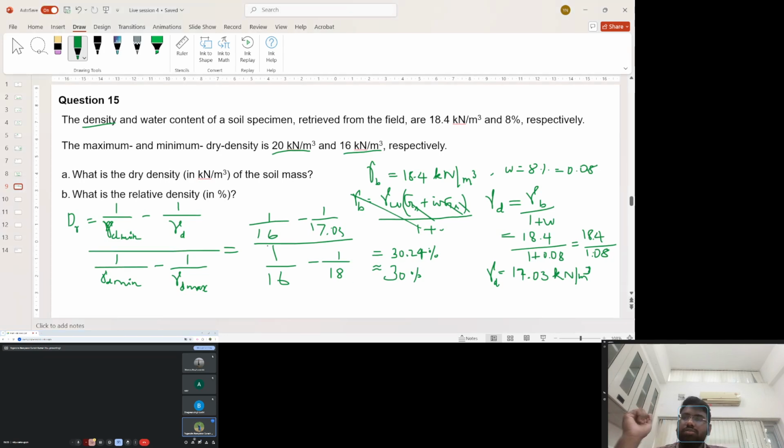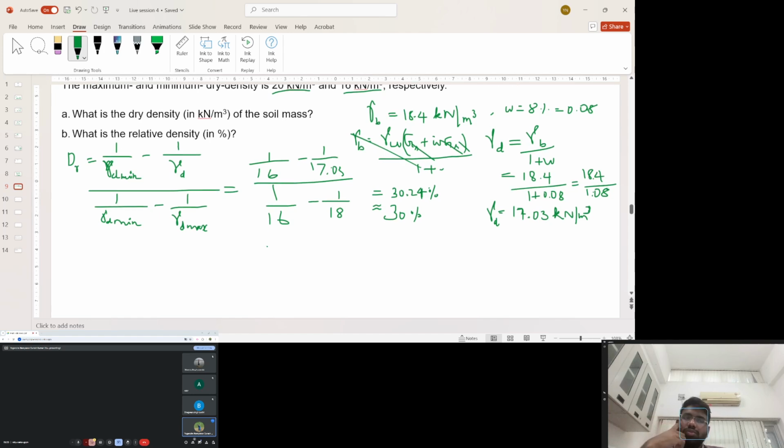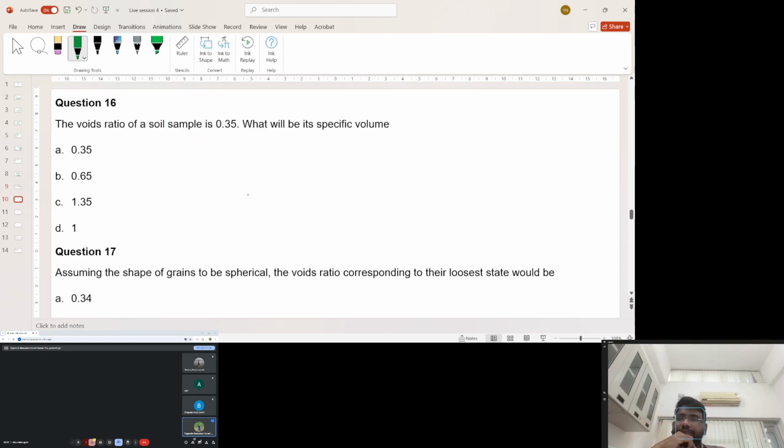Now, moving to the next question. The voids ratio of a soil sample is 0.35. What will be its specific volume? So it is a fairly straightforward question.